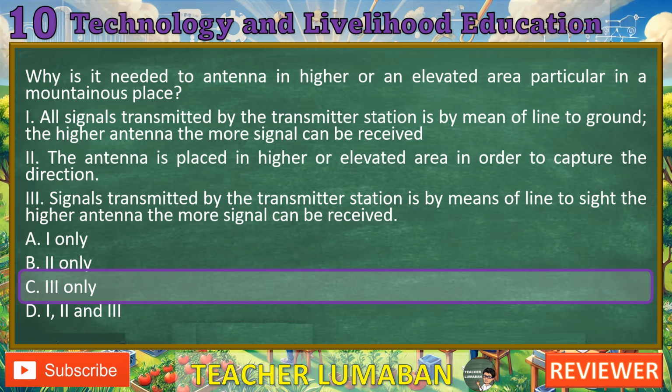Three: Signals transmitted by the transmitter station are by means of line of sight. The higher the antenna, the more signal can be received. This is correct. For FM and television signals, which primarily use line of sight propagation, placing the antenna at a higher elevation reduces obstructions, allowing for a stronger and clearer signal. Summary: Thus, only statement three correctly explains the need for antennas in higher or elevated areas, particularly in mountainous places.